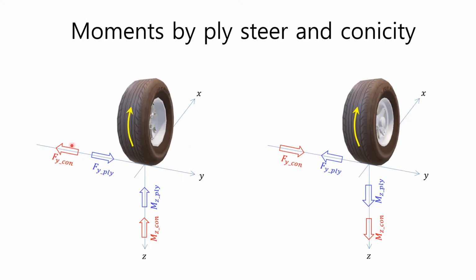In this figure, red arrows are related to the conicity and blue arrows are related to the ply steer. The figure shows positive and negative self-aligning moments caused by corresponding conicity and ply steer forces. The ply steer's pneumatic trail forms behind the center of tire contact patch, and the conicity's pneumatic trail forms in the front of center of tire contact patch.